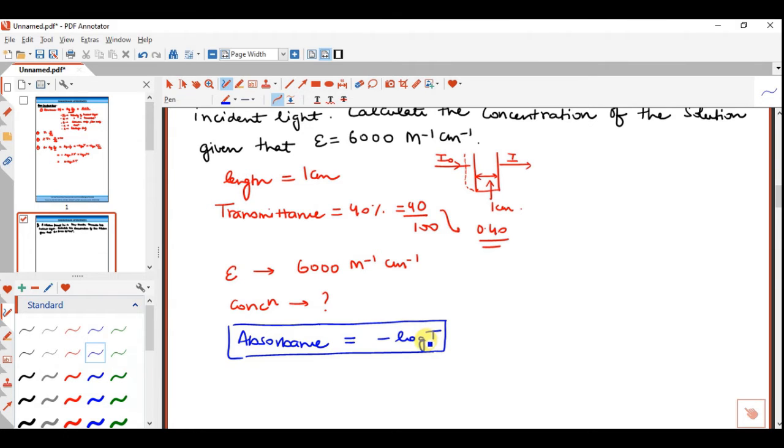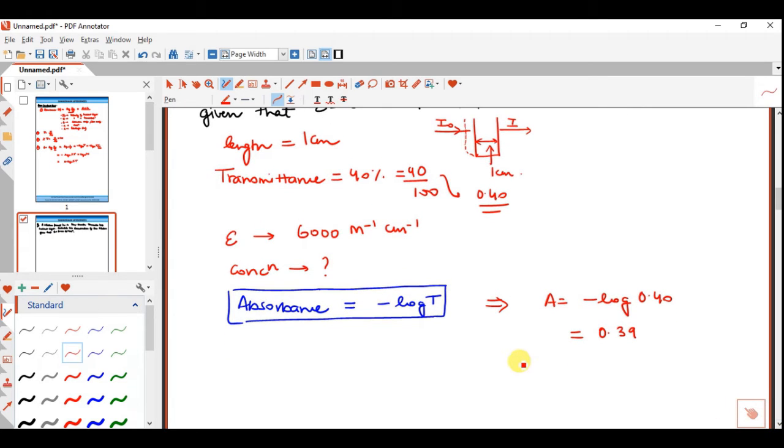So if we know transmittance, then just use the negative log of that and you would be getting the absorbance. So we know the transmittance, right? So I can rewrite it. This means negative log of transmittance was 0.40, isn't it? So if we take the negative log of 0.40, you would be getting 0.39 something. Let us, for our convenience, just write down 0.39. Okay, so we have got the absorbance.